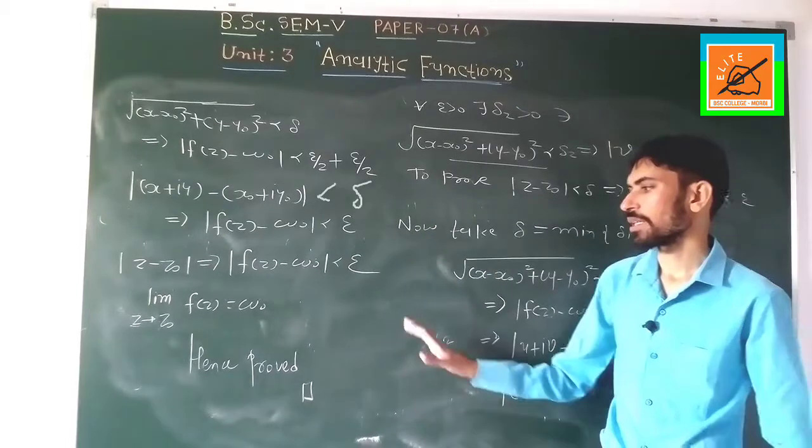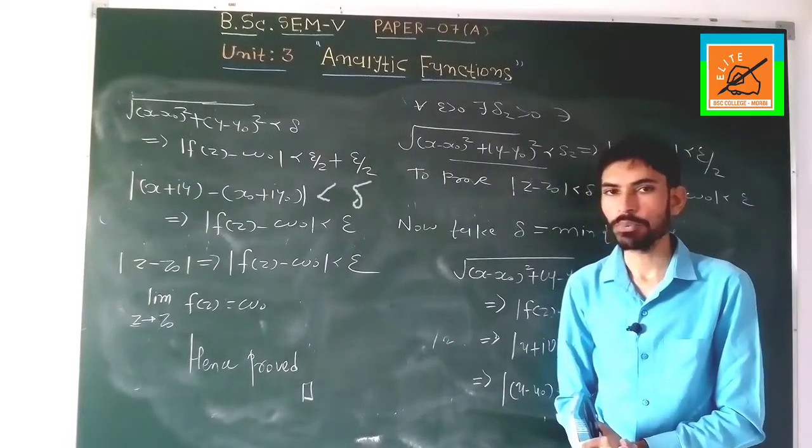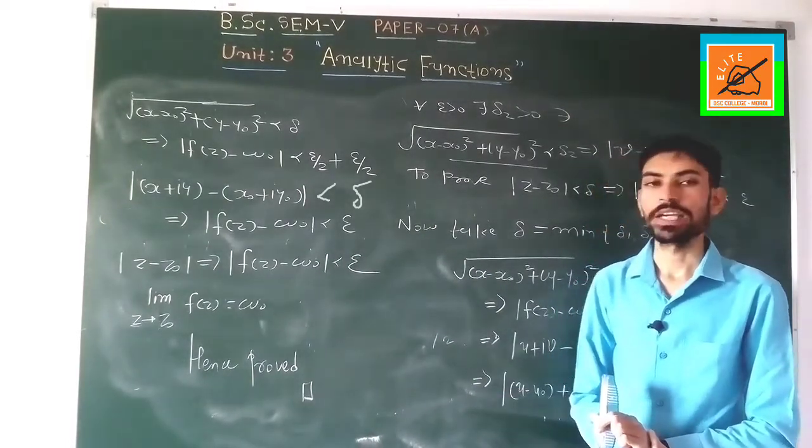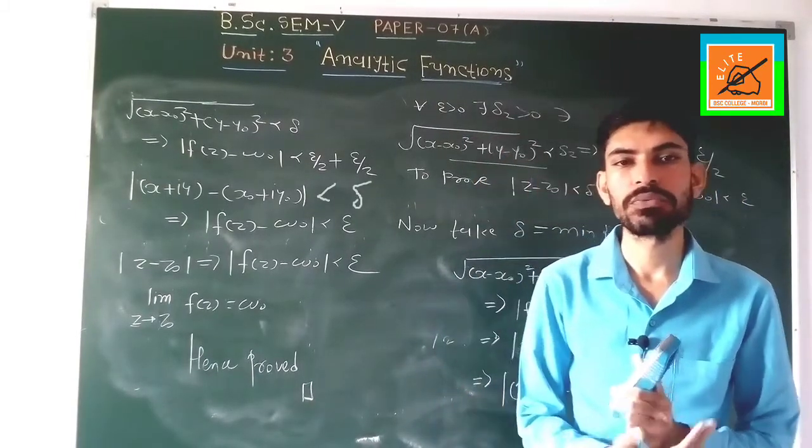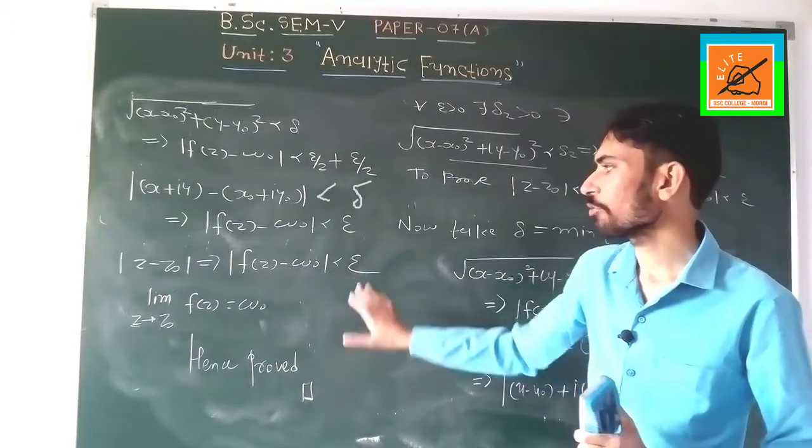So in this way the theorem is proved. I hope you understood how to prove this result. If you know the definition of a limit of the complex function and the definition of a limit of two variable function, then you can easily prove it.